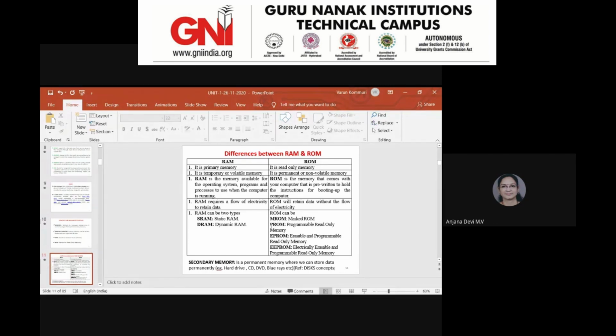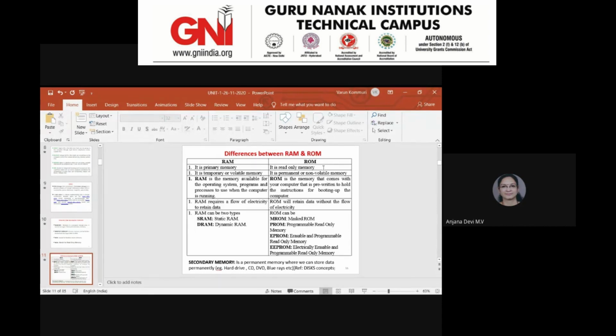Now let us see the differences between RAM and ROM. What is the first difference? RAM is a primary memory. Then what about ROM? Read-only memory. That means it allows you only to read the data. It will not allow you to modify that data.